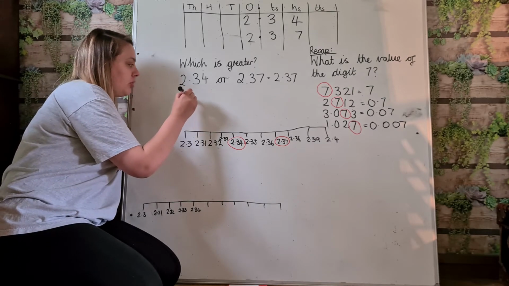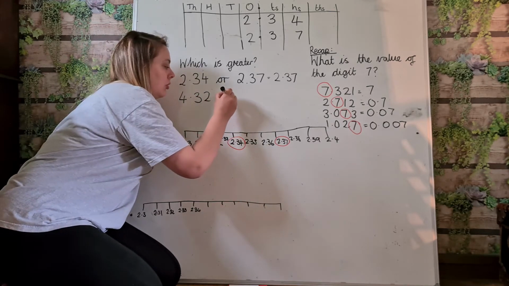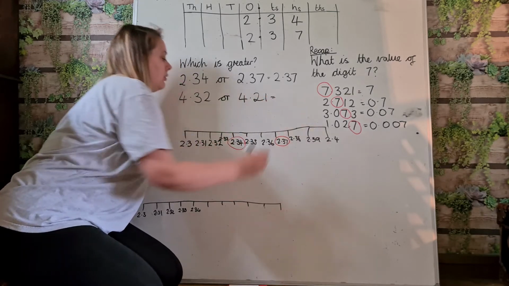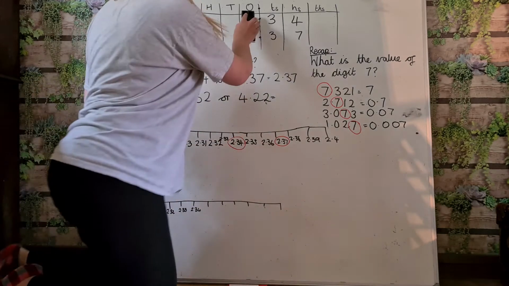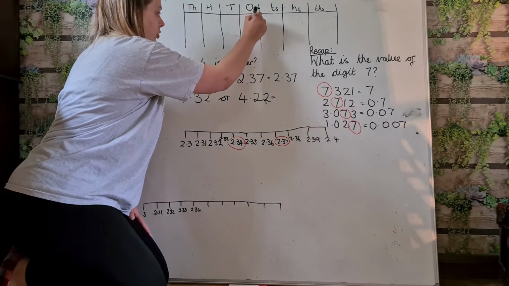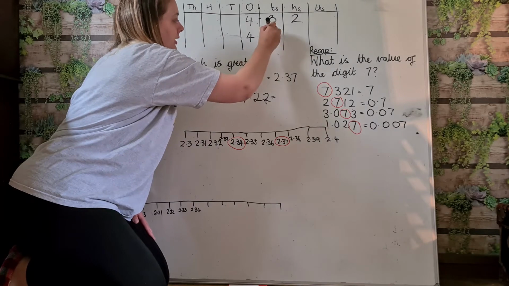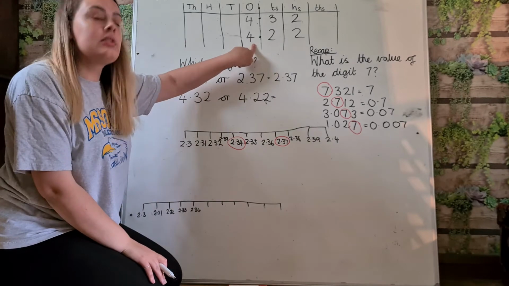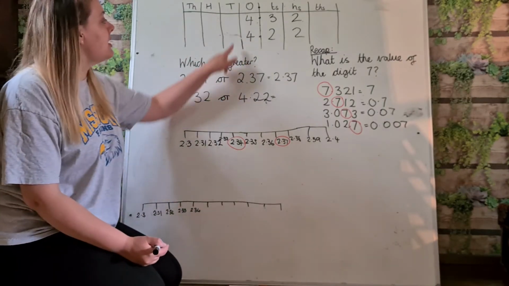So if we have 4.32 or 4.21. Actually, let's have 4.22. So again, we'll have a look at our place value. We'll put them in. It's got 4.32 and 4.22. So again, we're going to have a look at the most significant number, our ones. So are they the same, Year 5? Yes, so we can't compare them at the moment. Let's go on to the next one.